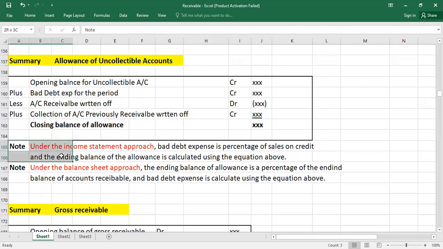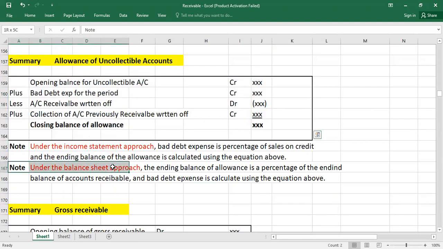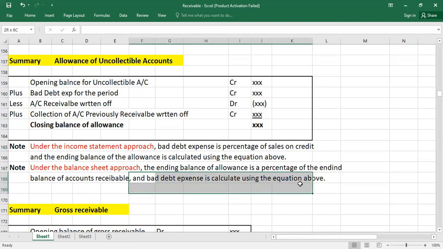Here there are two notes. Please remember, under the income statement approach, bad debts expense is a percentage of sales on credit, and the ending balance of allowance is calculated using the equation above. This is how you will calculate the closing balance of the allowance. But if you are using the balance sheet approach, the ending balance of allowance is a percentage of the ending receivable, and the bad debts expense is calculated using the above equation.